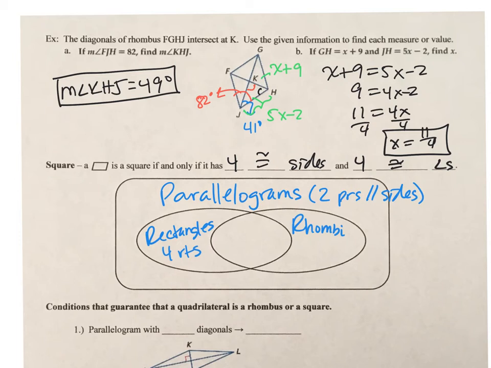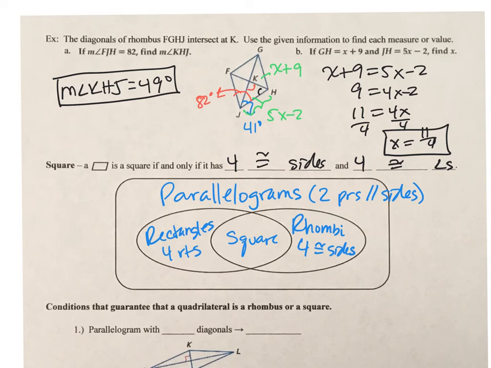Now, what makes a rhombus a rhombus? The fact that it's a parallelogram that has 4 congruent sides. So again, notice that this rhombi oval is completely contained in the parallelogram shape because every rhombus is a parallelogram. All right, so then let's talk about this intersection right here. The intersection of the set of rectangles and the set of rhombi. Well, if a parallelogram is both a rectangle and a rhombus at the same time, then that means it is a square. All right, so that kind of summarizes all the different special parallelograms we've talked about.